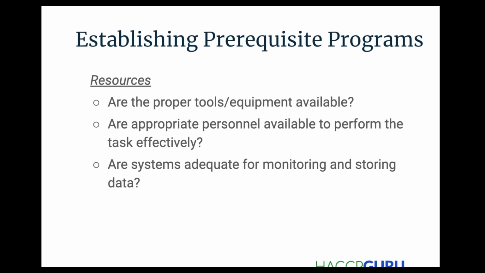Different kinds of resources we have when you start talking about prerequisite programs are the proper tools and equipment available? Because if you don't have a proper tool or equipment, once again, you run into food safety issues, you run into human safety issues. Sometimes you don't get the support that you need.